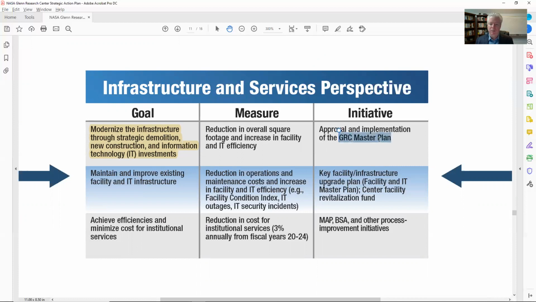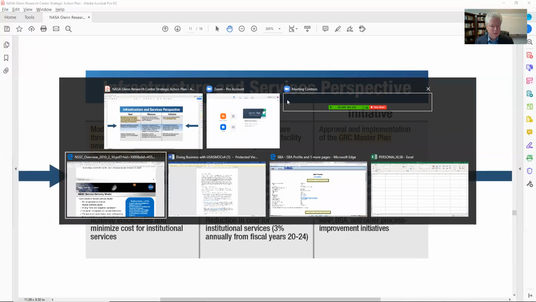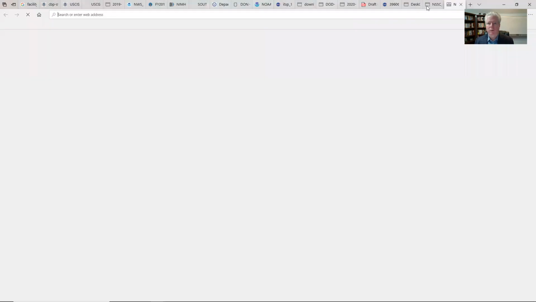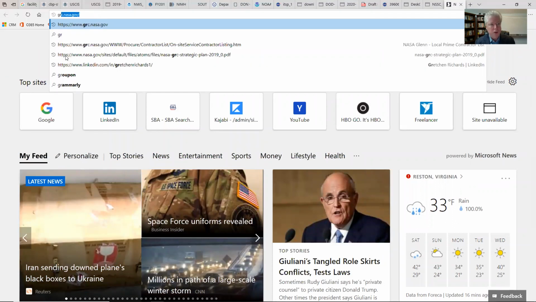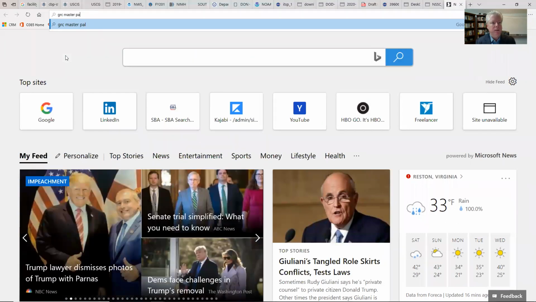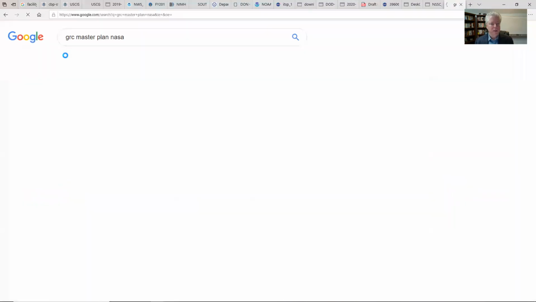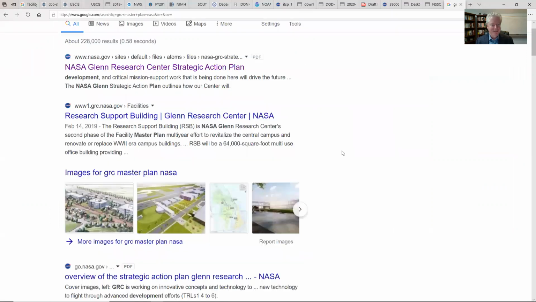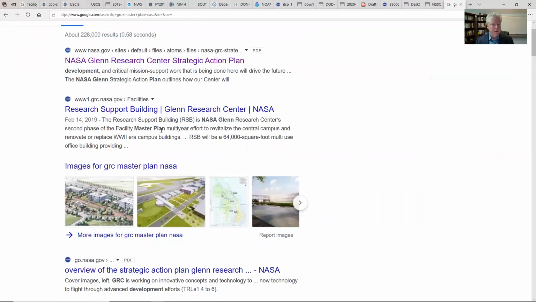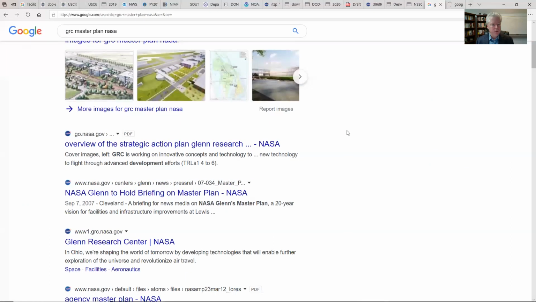See this one, it says GRC master plan. I want to go find that. I'm going to go find that in a second. In fact, let me just do that right now. So I'm going to come over here and say, well, let's just start with GRC master plan. And I'll throw in NASA. Glenn Research Strategic Action. Yeah, that's the one we just did. That could be one.